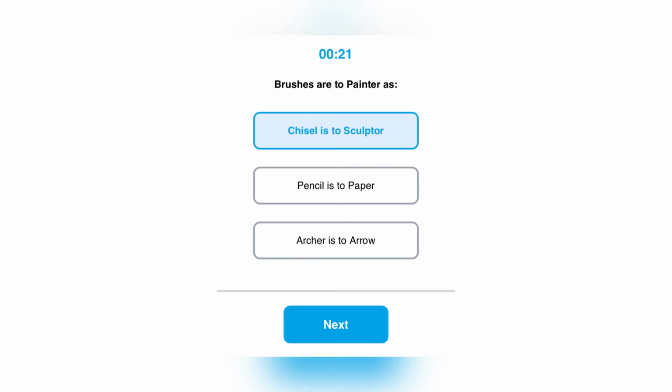So painters use brushes. Does paper use pencil? No. Does arrow use archer? No, archer uses an arrow. But a sculptor uses a chisel. So the answer is chisel is to sculptor.